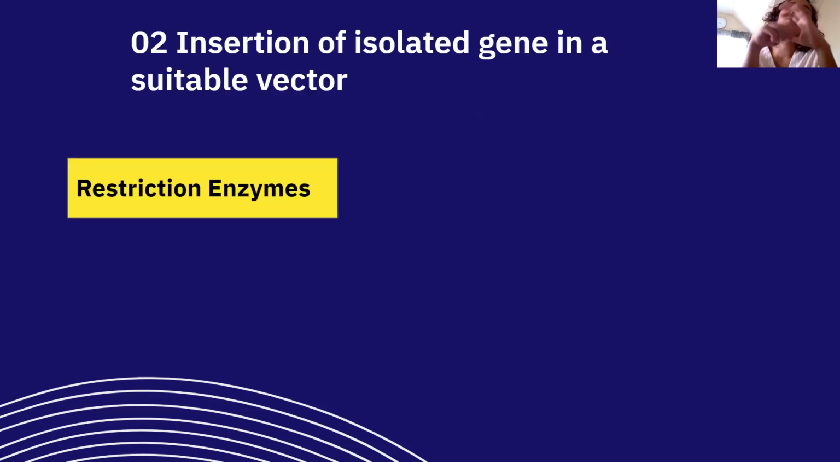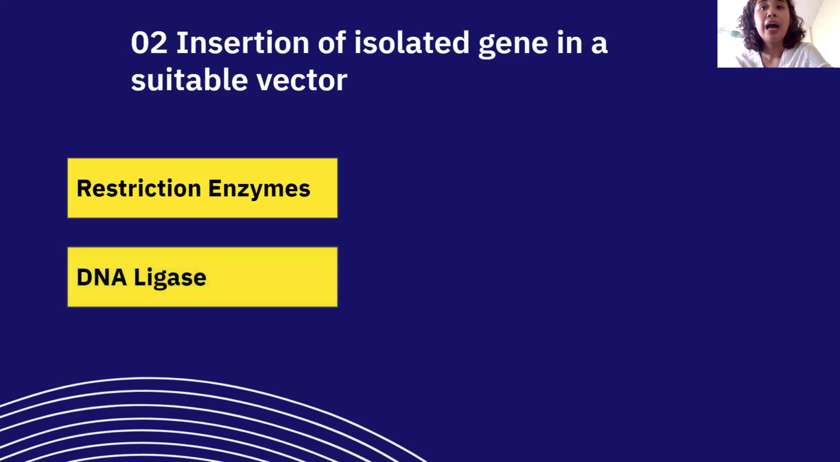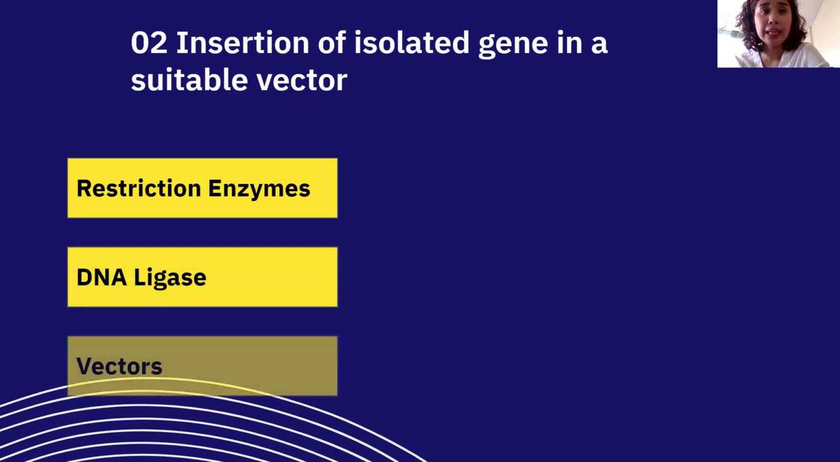So, insertion of isolated gene in a suitable vector. First, we have to isolate the gene. So, syempre, para ma-isolate mo yung gene, kailangan mong guntingin, di ba? Kasi gusto mo lang yung gene of interest mo. So, we will discuss now our restriction enzymes. After that, yung glue naman, para mapunta yung gene of interest mo dun sa vector, you have to glue it with DNA ligase, and we'll talk about the suitable vectors.